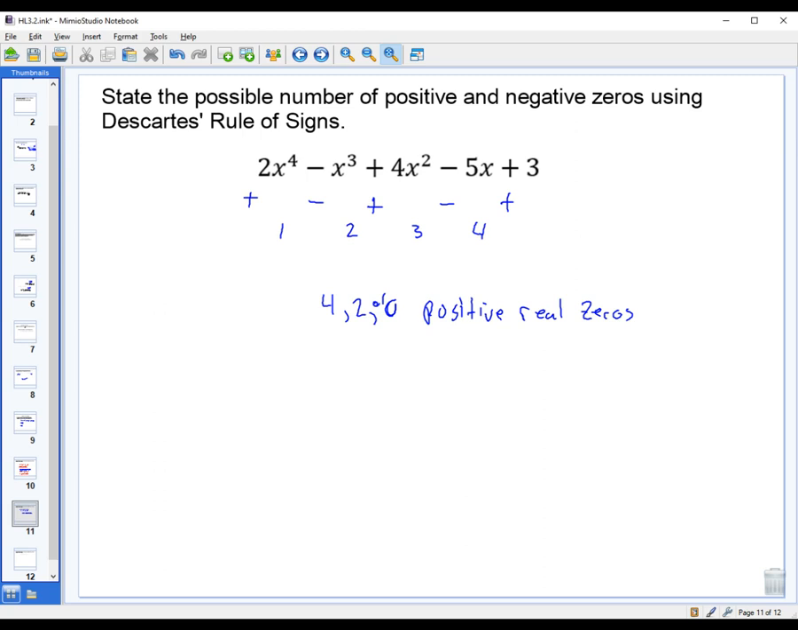If we plug in a negative x for all of these, this would stay positive. This one would go to positive. This one would stay positive. This one would go positive. And this one would stay positive. So there are 0 changes. So there are 0 negative real zeros.